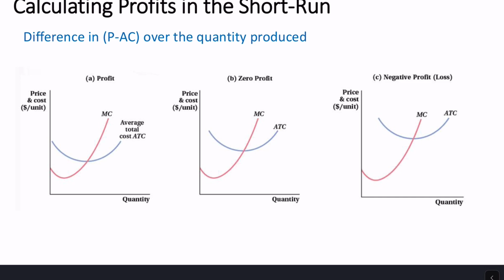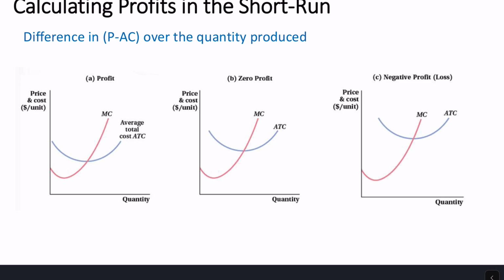Again, in the short run, we can have either positive economic profits, zero economic profits, or negative profit, which is a loss. And so we want to be able to calculate this using numbers from a graph. So first, I'm just going to draw out what this might look like in 3 different situations.